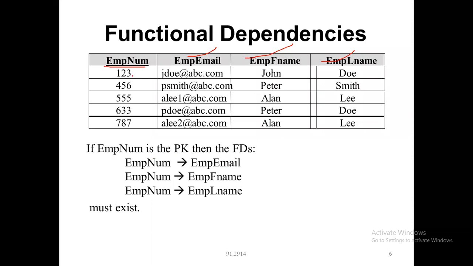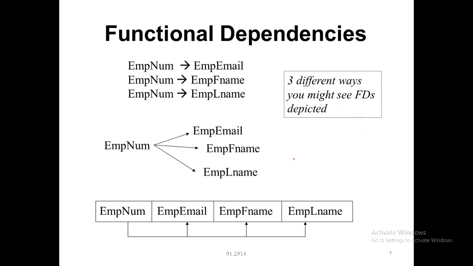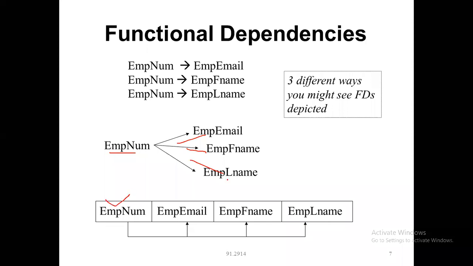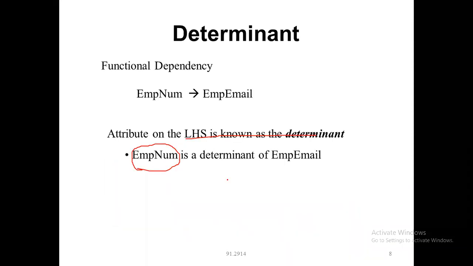If we have this column as a primary key or a candidate key, then the other columns will have functional dependencies. So if one key is there, that key determines the other parts. We call this a functional dependency. This has already been covered; I'm just recapping briefly. Then we saw the determinant, that is, the attributes on the LHS are known as the determinant. So EMP number in our case is the determinant. Up to this topic we covered in the previous class.